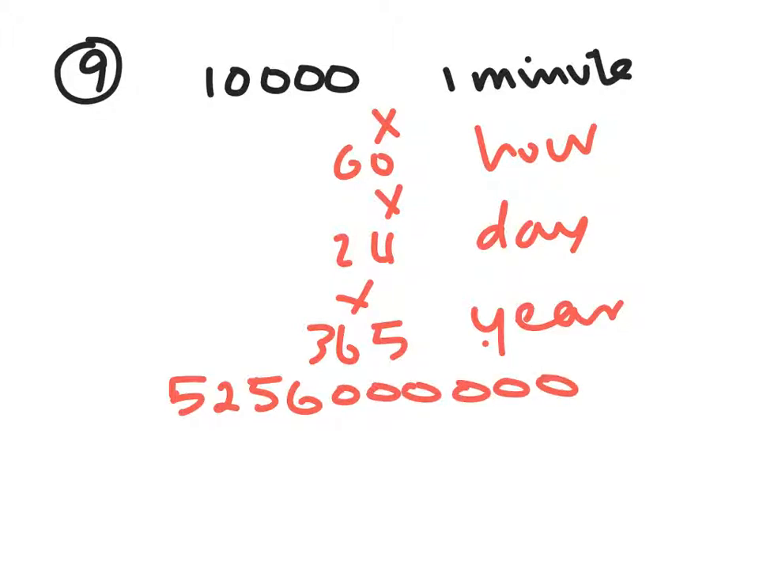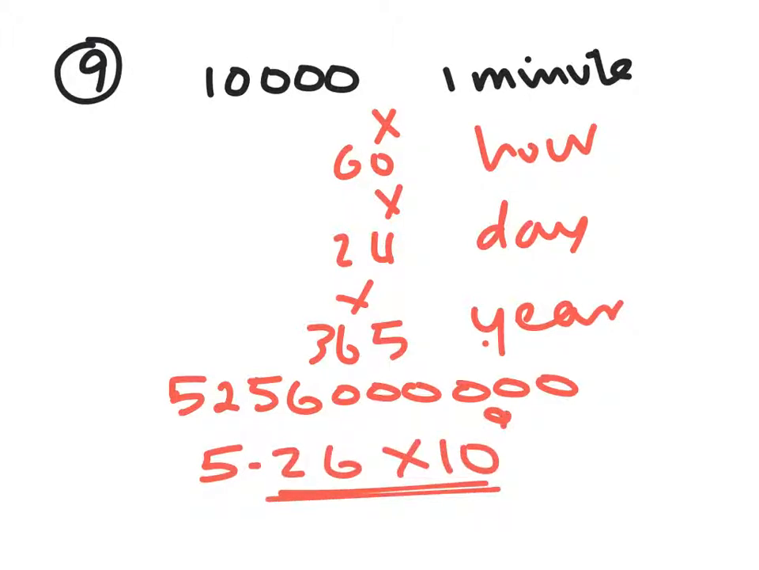Now the question did ask you to answer it in standard form to 3 significant figures, so that is 5.26 times 10 to the power 9. A lot of you forgot to do that. Read the question.